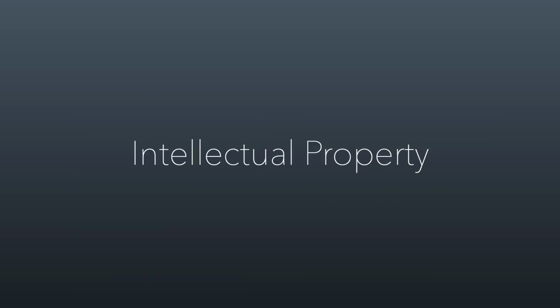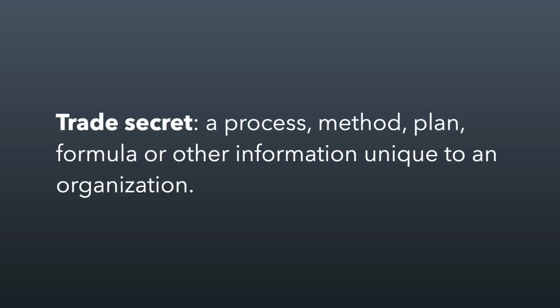So let's wrap up by talking about intellectual property. Intellectual property is property that doesn't necessarily exist in a physical form. There are 4 different kinds of it, and we're going to talk through these 4 kinds. The first kind of intellectual property I want to talk about is a trade secret.